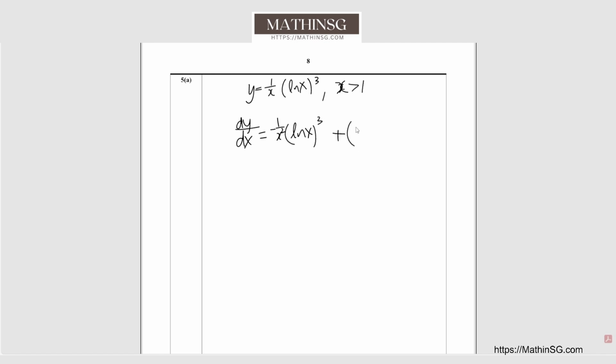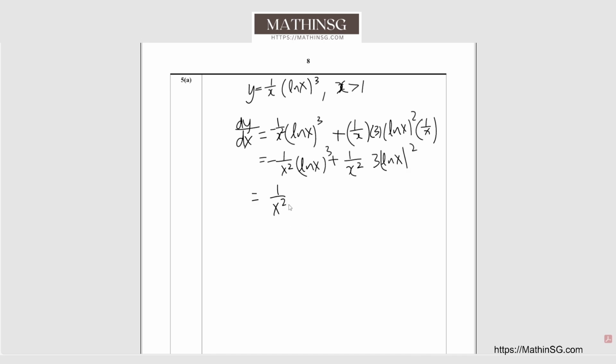Next, I will copy 1 over x, and then differentiate ln x, the whole thing to the power of 3. So I'll bring down the power and reduce it by 1, and then differentiate ln x, which gives me 1 over x. So I'll get negative 1 over x squared ln x cubed plus 1 over x squared times 3 ln x squared, right? So let me factorize it. I factorize 1 over x squared out as well as ln x squared out, and I'll be left with negative ln x plus 3.